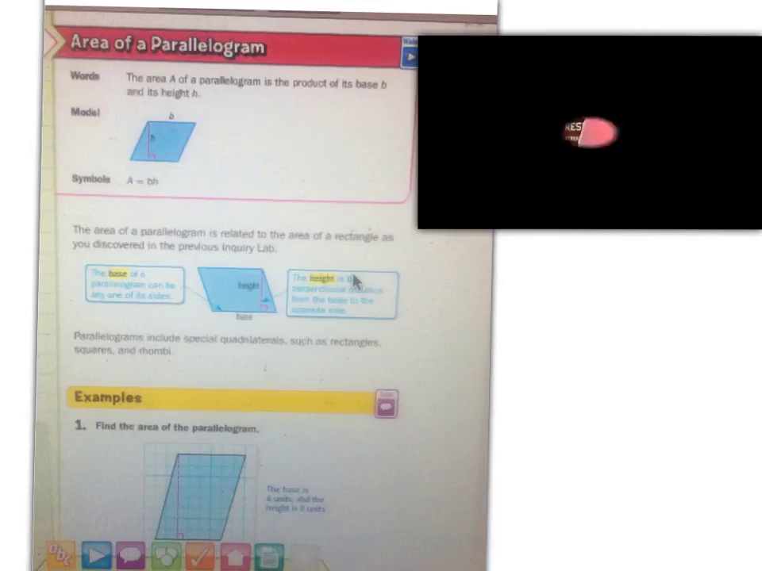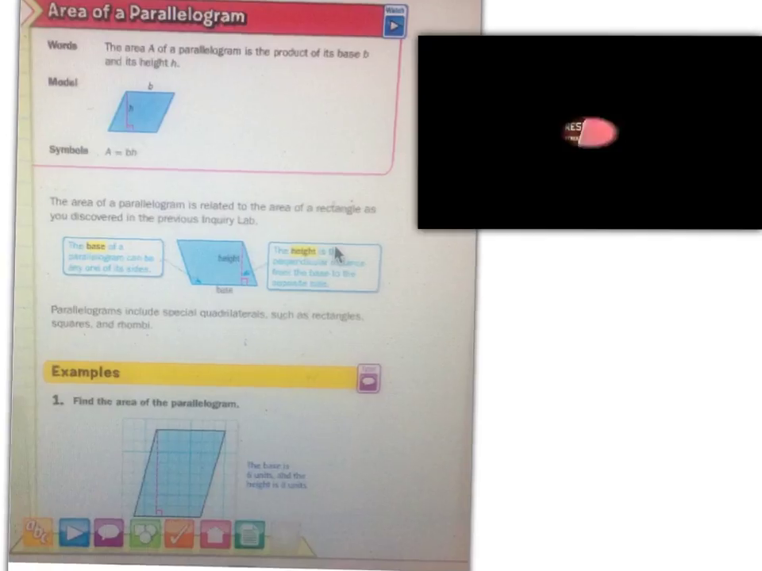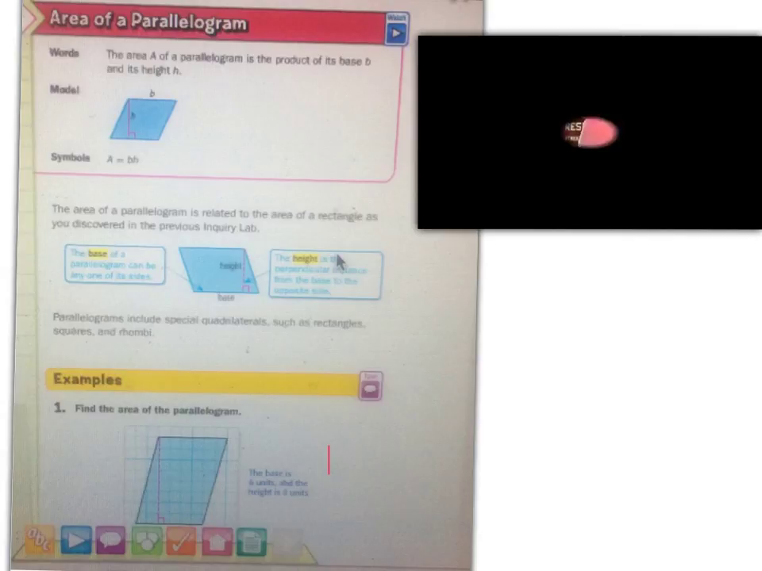Let's find the area of the parallelogram below. It's a little hard to read, but the base is 6 units and the height is 8. Okay, so let me just write that in a little bit bigger for you guys. Let's see here, so we'll just write base equals 6, height equals 8 units.